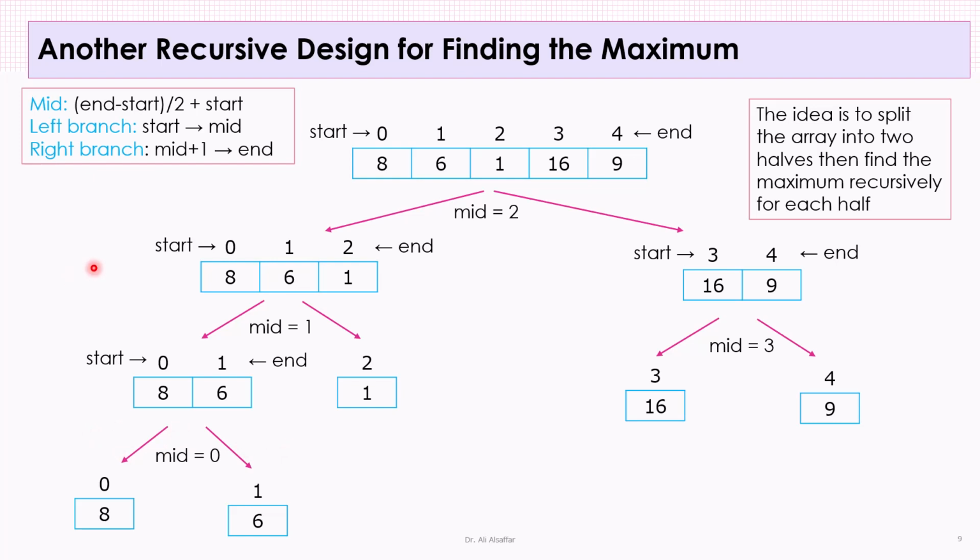Since we don't have any array that needs splitting, that means the recursive call has stopped and all calls have reached the base case or the stopping condition. So let us start with the left-hand side branch.